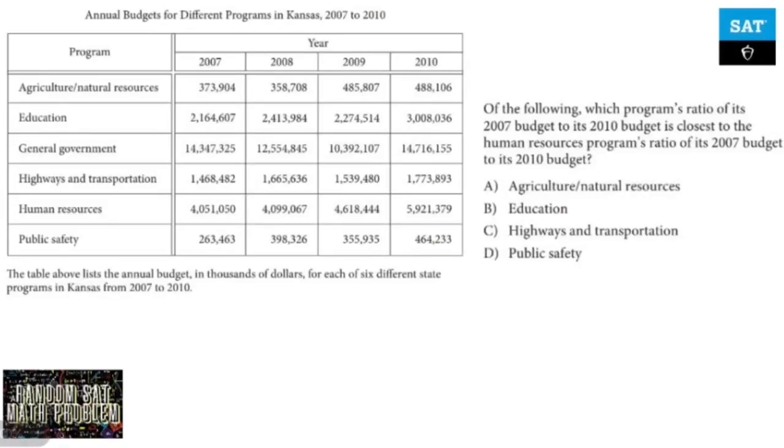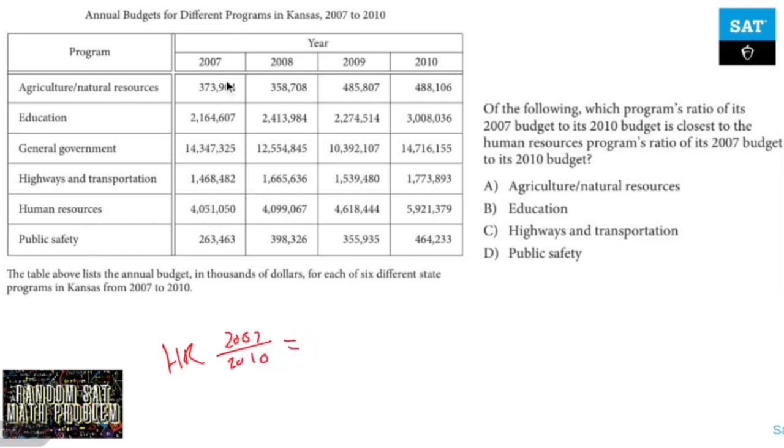Annual budgets for different programs in Kansas. Which program's ratio of its 2007 budget to its 2010 budget is closest to the human resources program's ratio of its 2007 budget to its 2010 budget? All right, this is gross. So let's take a look at what we're comparing everything to. Human resources ratio compared to 2007 to 2010. Lots of estimating here.